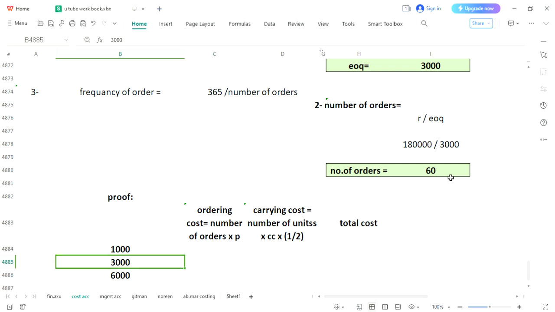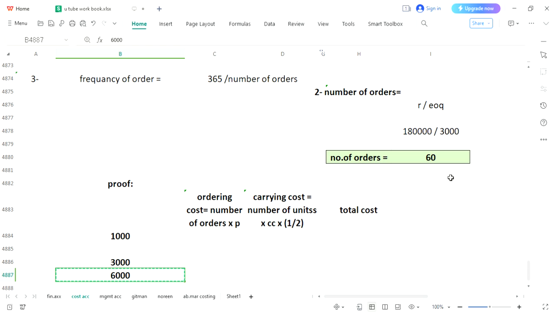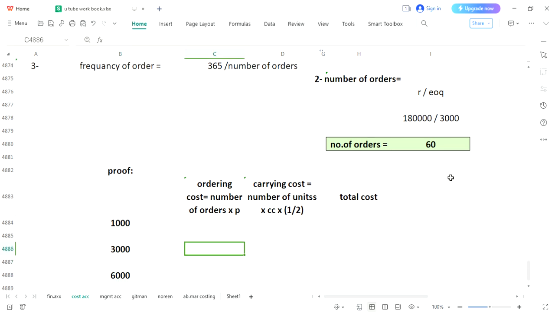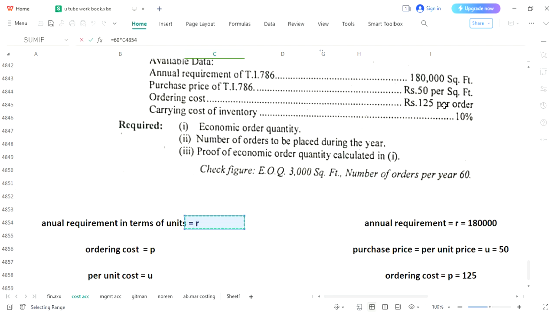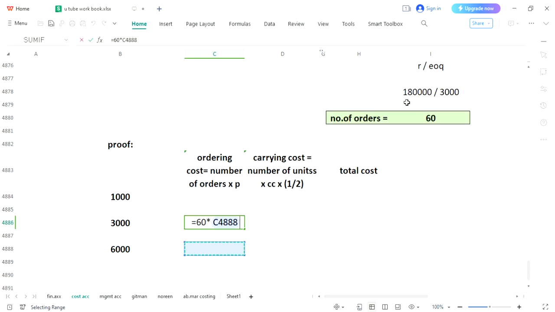One more thing you can do is to write amounts as well, because when you put these amounts on Excel, you will not get enough space. Number of orders is 60. Put 60 over here, and then multiply by the cost of placing an order, which is given in your question. Ordering cost is 125. So put 125 over here. As I press enter, this would vanish, so please understand it. Number of orders times cost of placing an order, 125. So your total ordering cost is 7500.